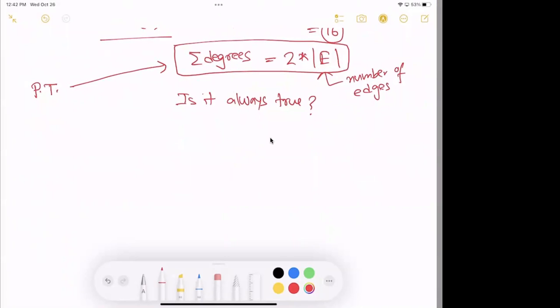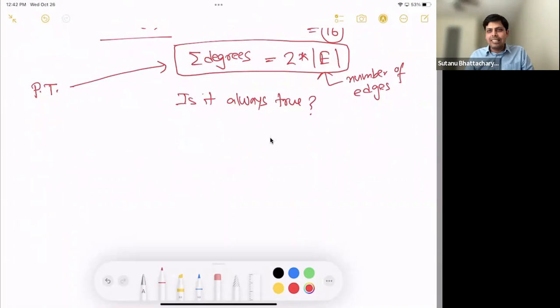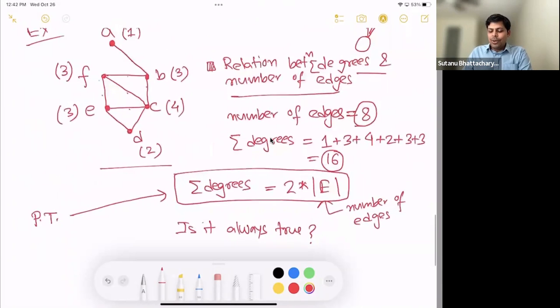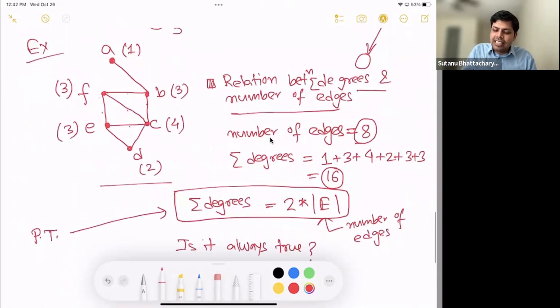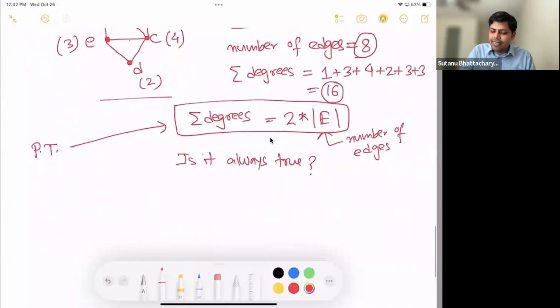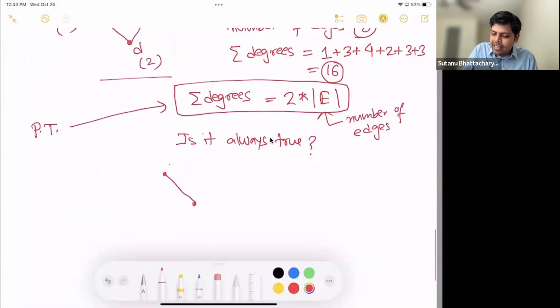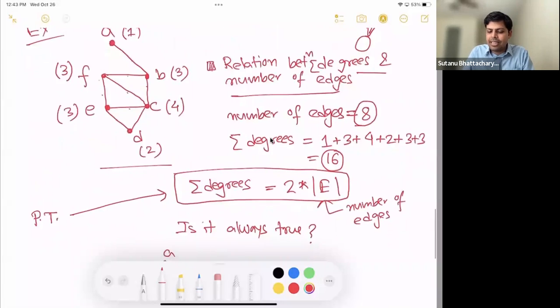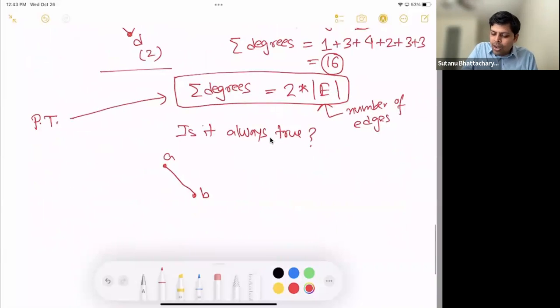I don't think it is always true. Really? Okay, let's see whether it's always true or not. So let's take one edge, AB. What is the contribution of a single edge to the degree of a node? This single edge AB contributes 1 degree for A and another 1 degree for B. Do you agree? Yes.